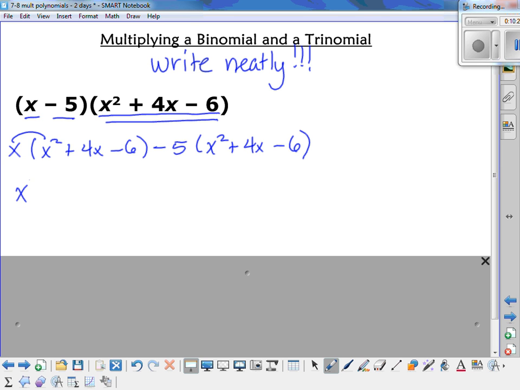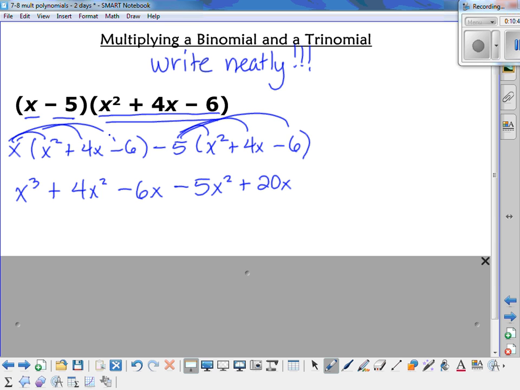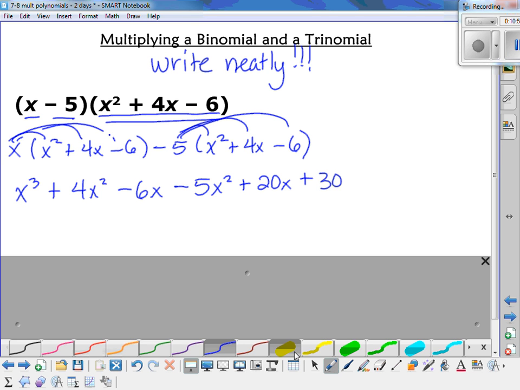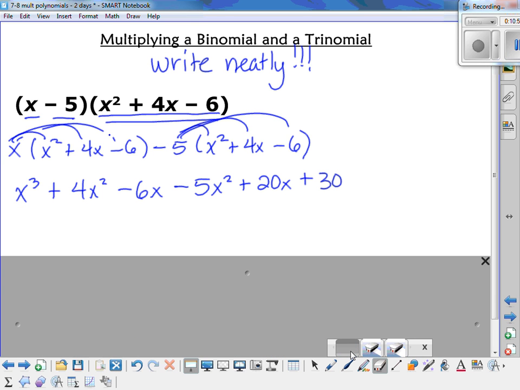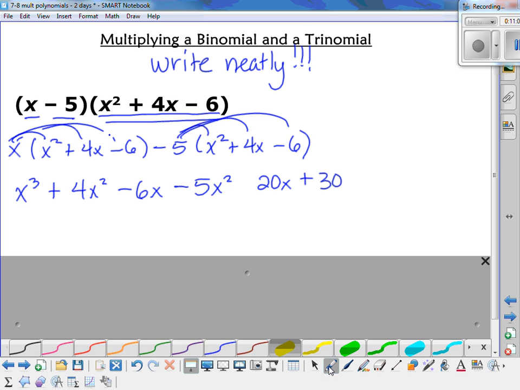X times x squared is x cubed. X times 4x is positive 4x squared. X times negative 6 is minus 6x. Now I move on to the second one. Negative 5 times x squared is negative 5x squared. Negative 5 times a positive 4x is plus 20x. And negative 5 times negative 6 is plus 30. Now I have to go through and find my like terms. Yes, it is. Thank you for correcting me. It should be a negative 20x. Thank you.